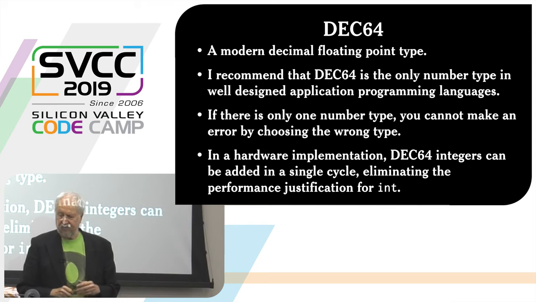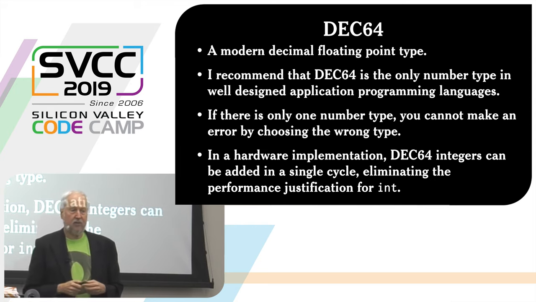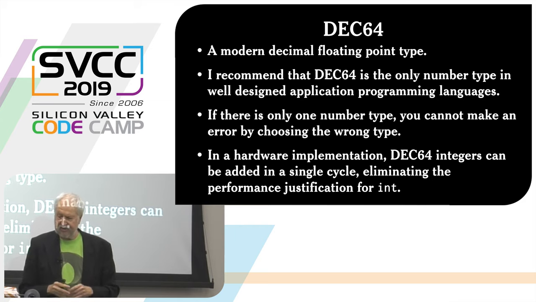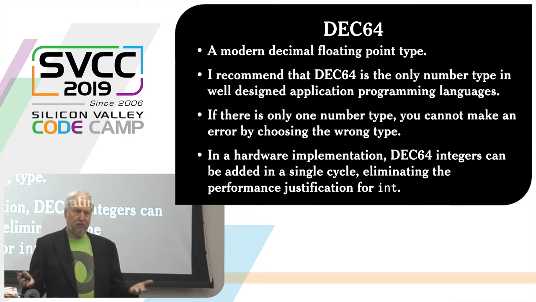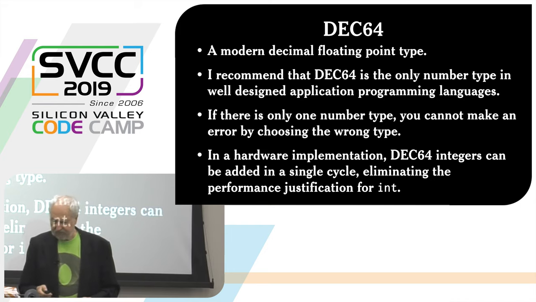So my proposal on this is something that I came up with called DEC64. It's a modern decimal floating type, and I recommend that DEC64 be the only number type in all application languages from here on out. Having multiple number types in a language creates opportunities for picking the wrong type, which leads to errors. If there's only one type which does everything correctly, programming is simpler, and there are a class of errors that can be avoided. The sorts of errors which have blown up spaceships and other calamities.